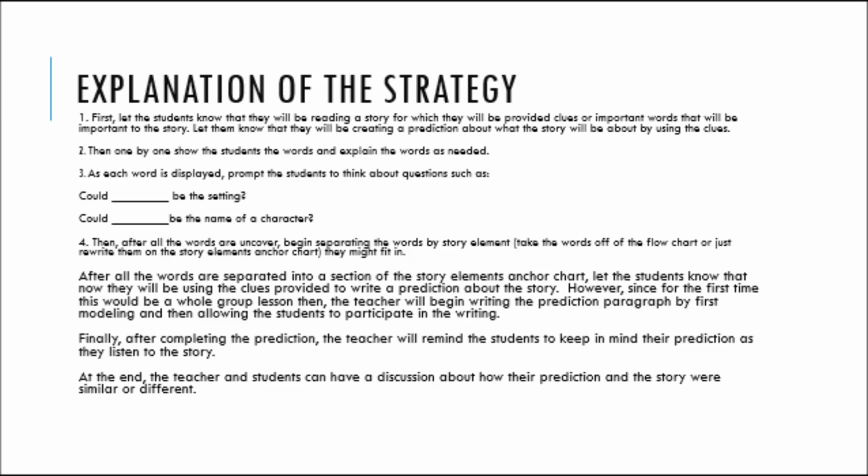Then, as each word is displayed, prompt the students to think about questions such as, could blank be the setting? Could blank be the name of a character? These are just a few examples. Then, after all the words are uncovered, begin separating the words by story element. Meaning you could take the words off of the flowchart or just rewrite them on the story elements anchor chart. If you do not want to use the story elements anchor chart, then it's your choice. I would use it especially for the little ones so they start seeing the connection.